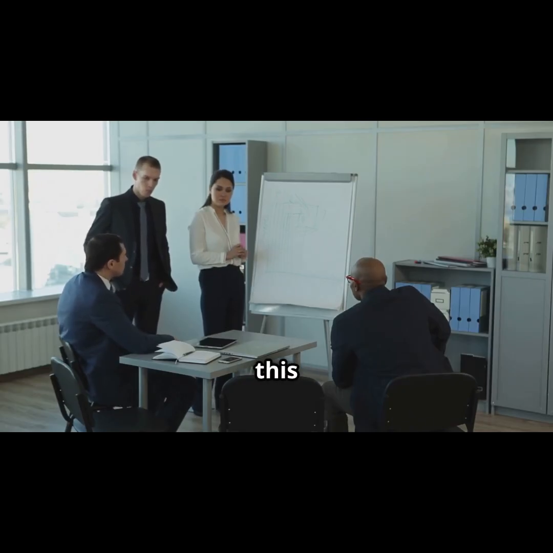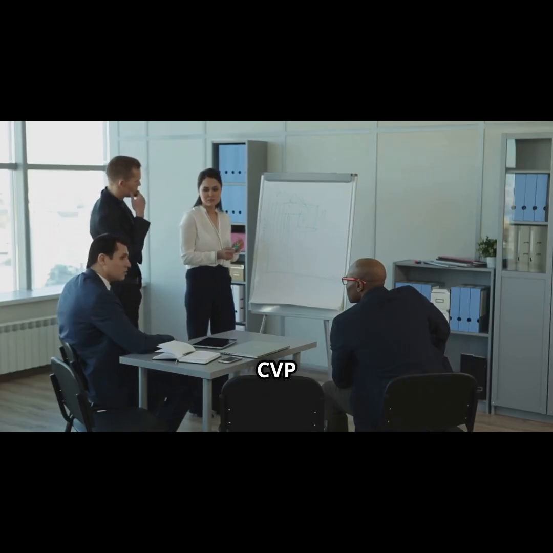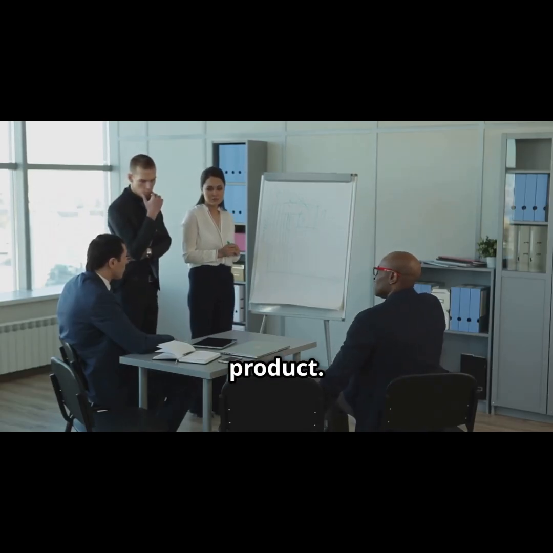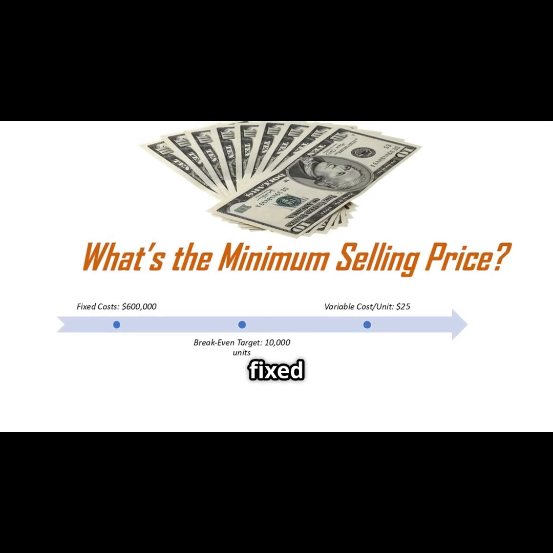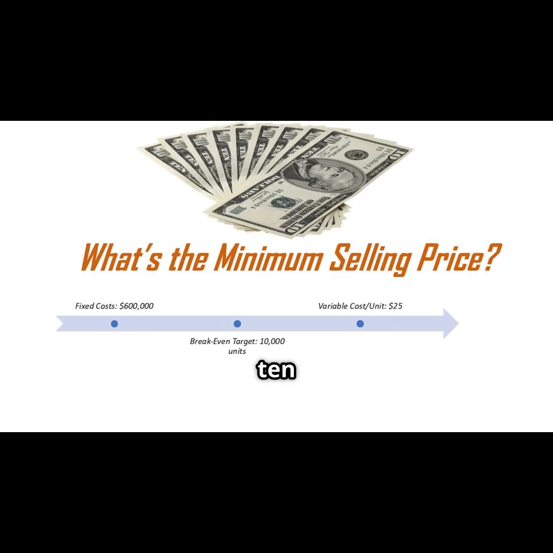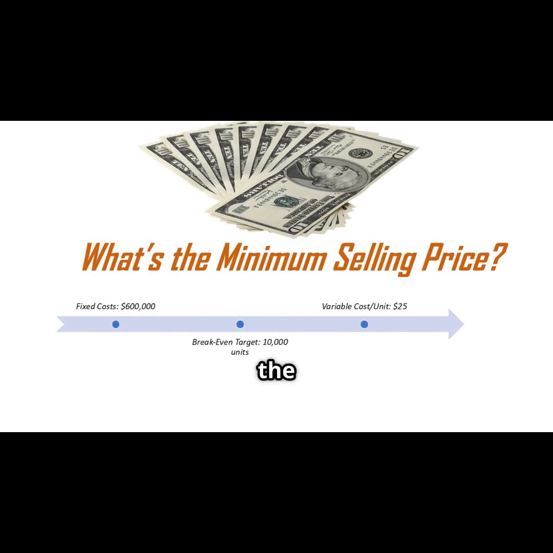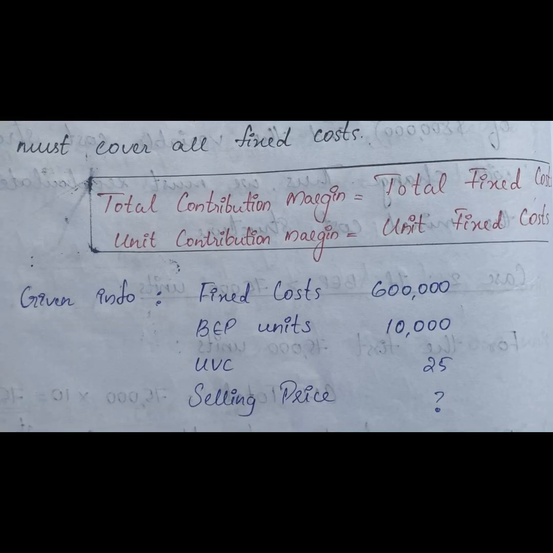Let's use an example to make this clearer. Question 1. A company uses cost volume profit (CVP) analysis to evaluate a new product. The total fixed cost of production is $600,000. If the product would break even with 10,000 units sold per year, and the unit variable cost is $25, the unit selling price is?